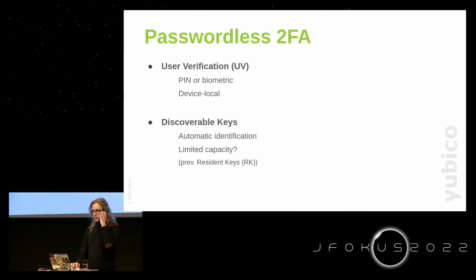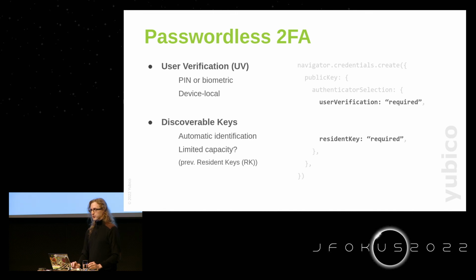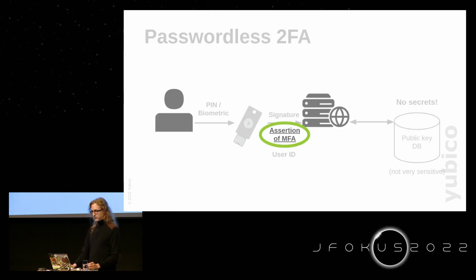So if you want to use passwordless 2FA, you're going to be using these two parameters called user verification and resident key. Like I said, the name still sticks around in the API. And you can set those to three different values: discouraged, preferred, and required. And those values do what they sound like. And then on the server, like I told you, if you use user verification, you get this assertion of multi-factor authentication.